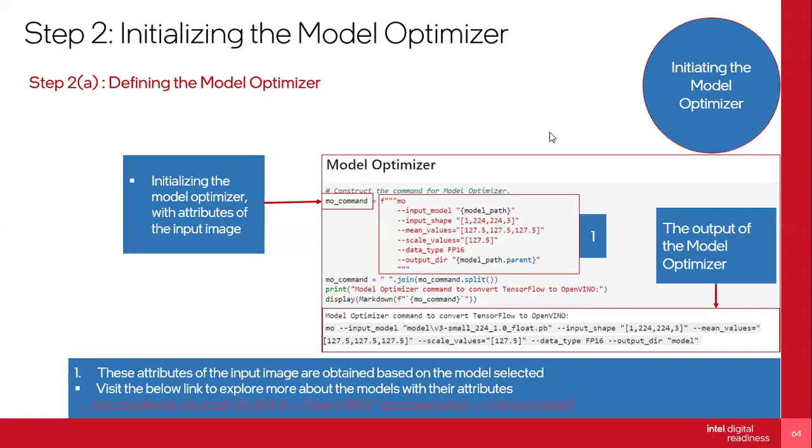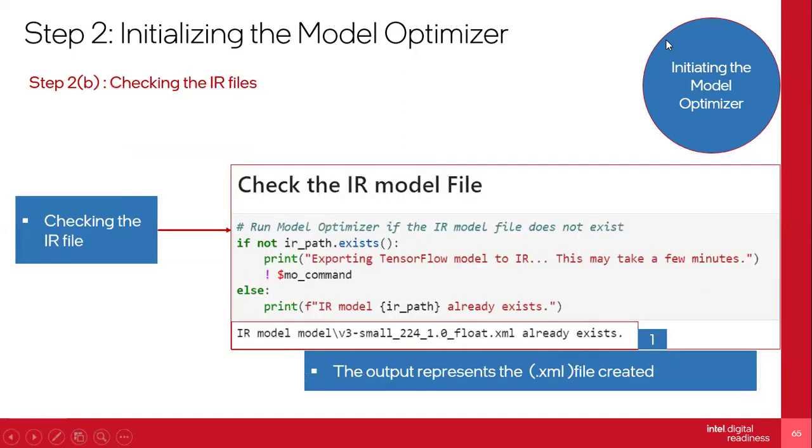The next one is checking the IR files. If the path which we have given does not exist, it exports, and this may take a few minutes; else it prints that the IR model already exists. So the output will come like IR model V3 small already exists.